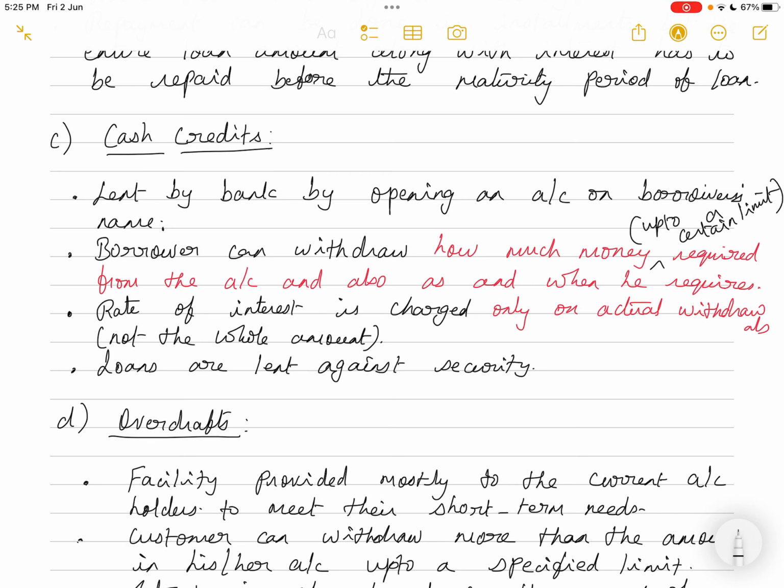Okay, so the borrower can withdraw as much money as required, subject to the maximum limit, from the account, and also as and when he requires. The maximum amount is sanctioned by the bank to the customer, and then the money is deposited in the borrower's account. The customer need not withdraw the entire amount.